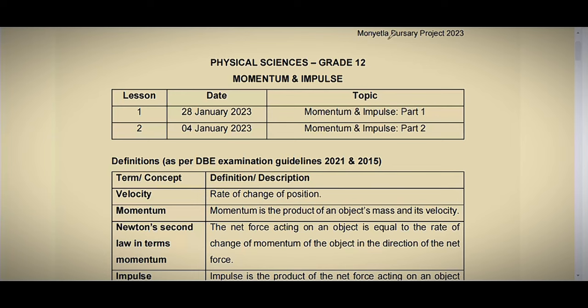So in today's lesson, we're going to be looking at physical sciences on the topic of momentum and impulse. And I'm using a document here by Munyetla Basari Project 2023. So I hope I do not get any copyright strikes from that. This is mainly for just teaching purposes and nothing else.